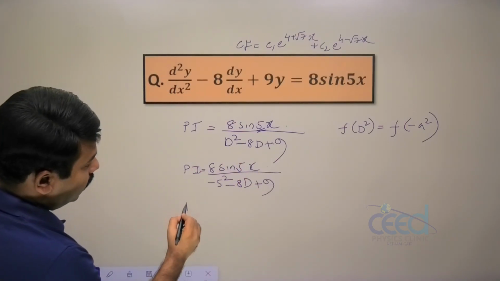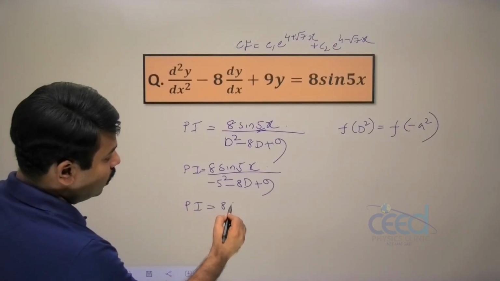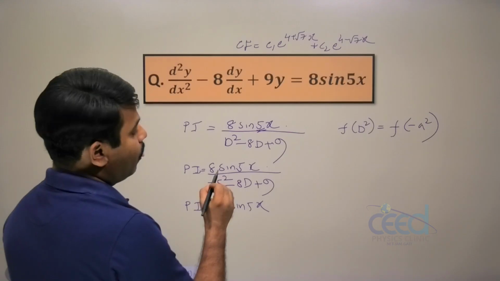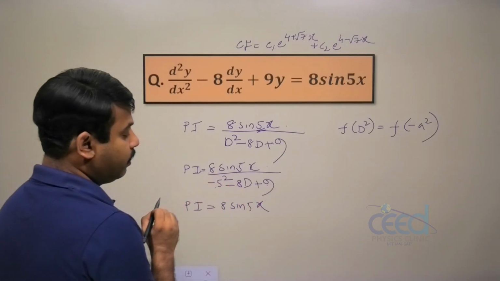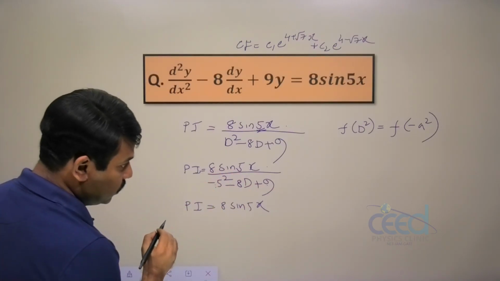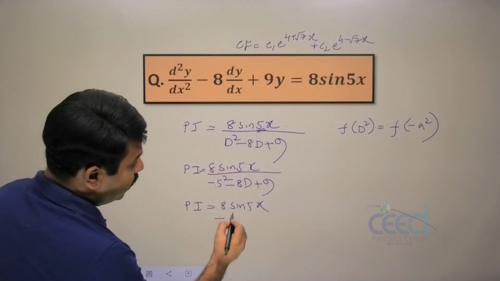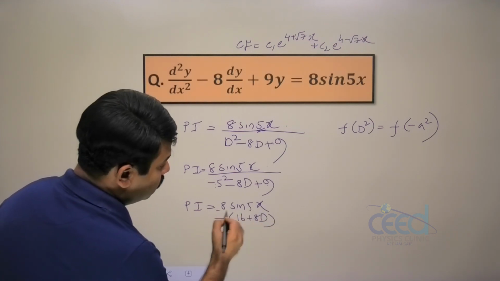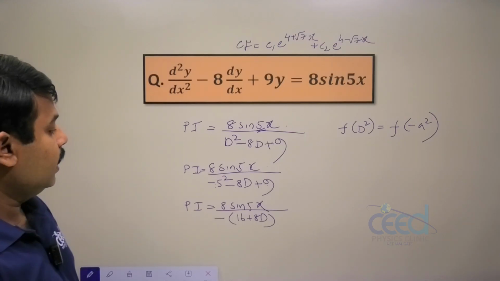Now what you have to write? Particular integral is equal to 8 sin 5x divided by minus 25 plus 9, that is minus 16, minus 8d. Then minus, you can take out, 16 plus 8d. Am I right? This is here.